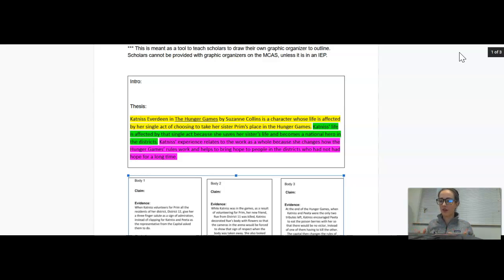So I can think about other examples that I've either read in other works of literature or examples from history where that might be true, and make that connection to the bigger context of sacrifice. This is the decision that Katniss made. She made a decision, her single act of sacrificing her safety and putting herself at risk for her sister Prim.